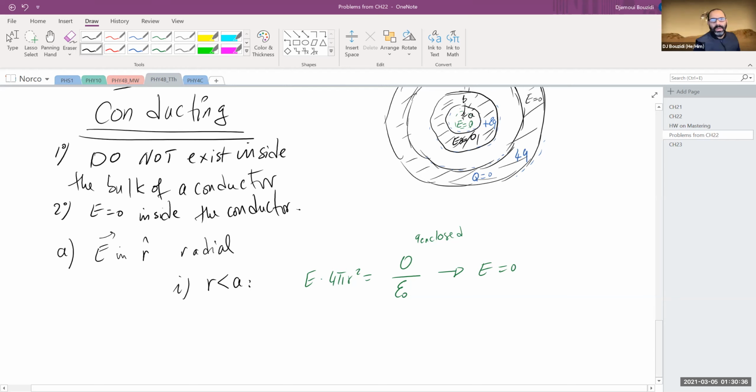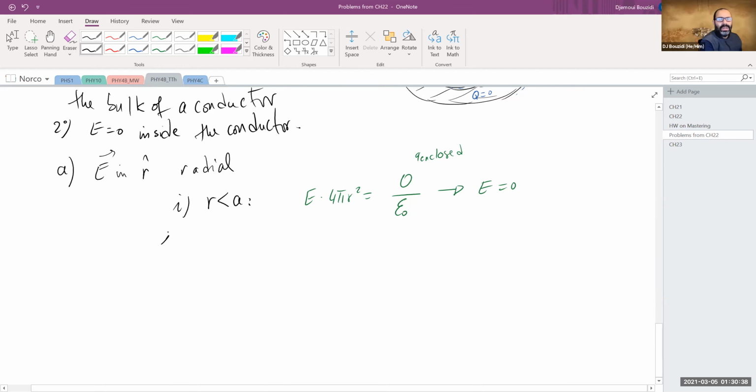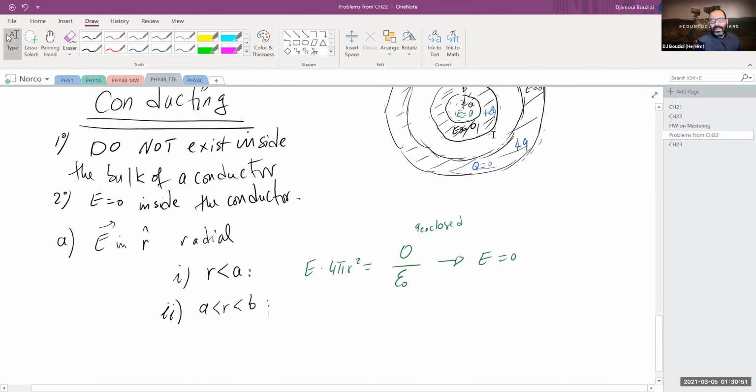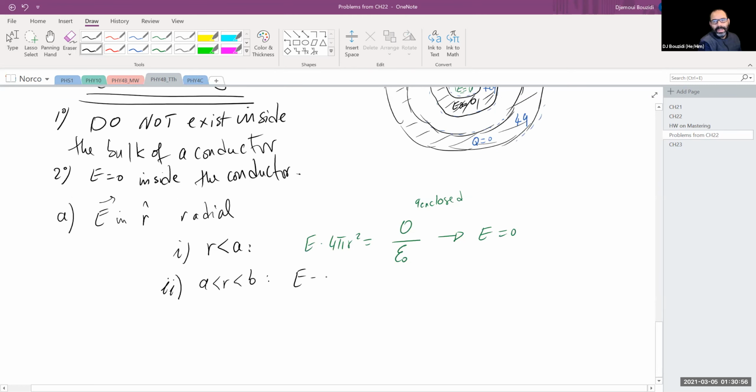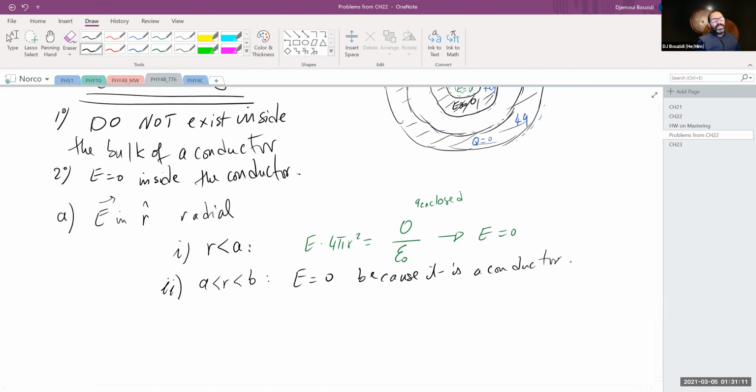Let's move on to the two I's now. When R is more than A but less than B, guess what? We already did that. We are here inside the conductor now. E is 0 because it is a conductor. We don't need to do any Gauss's law or anything like that. We know it's a conductor, so there is no electric field inside the conductor.